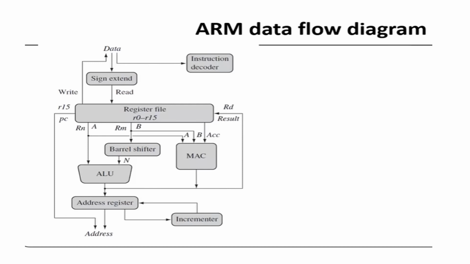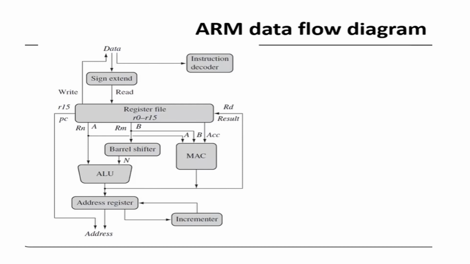Here we can see the sign extend block. What is the meaning of sign extension? The opcode data may be 16-bit, 8-bit or 32-bit. If it is 16-bit or 8-bit, we have to extend it. Why do we have to extend it to 32-bit? Because the register file is 32-bit. So we have to extend this 8-bit or 16-bit to 32-bit. That is the use of the sign extend.